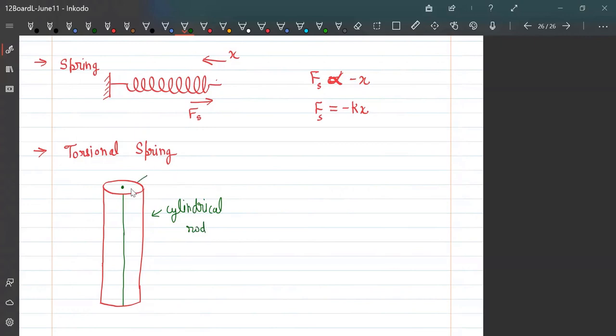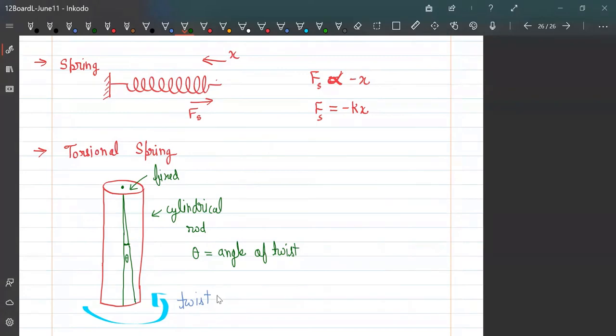Now this portion is fixed, say held with the left hand, and you're holding this end B and trying to twist it. When you twist it, this straight line that was parallel to the axis before will now make some angle with its original position. The line will not be straight. The layers of this cylinder get a bit rotated. This angle of twisting is called theta, the angle of twist.